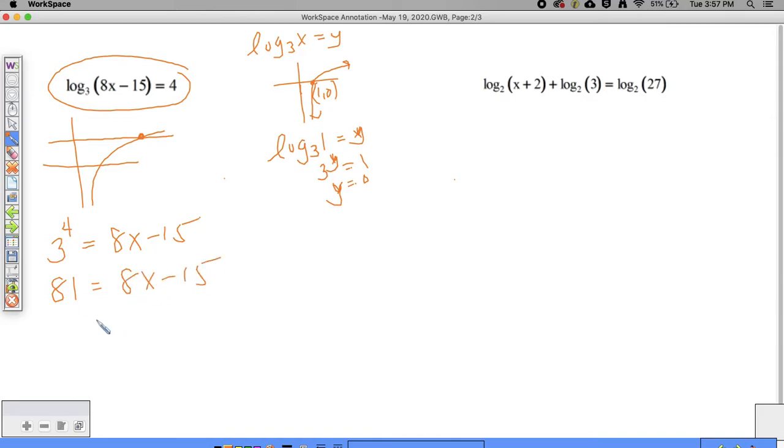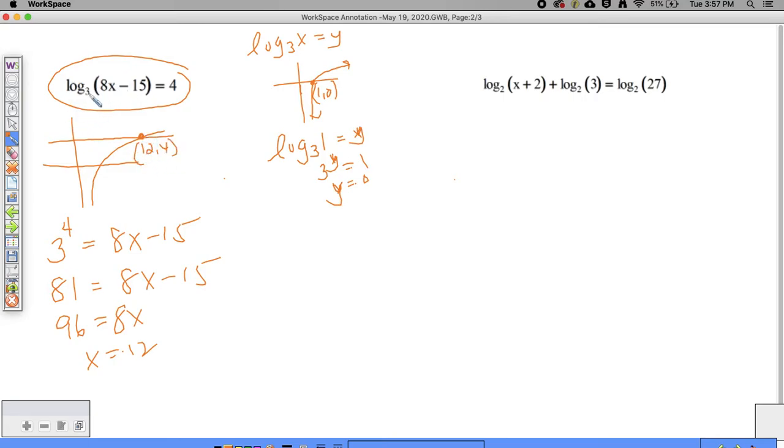So 81 equals 8x minus 15. I'm going to add 15 to both sides. So 81 and 15 is 96, right? So this is 96 is equal to 8x. 96 divided by 8 is, in fact, 12. So we get x is equal to 12. So this point of intersection here is (12, 4).